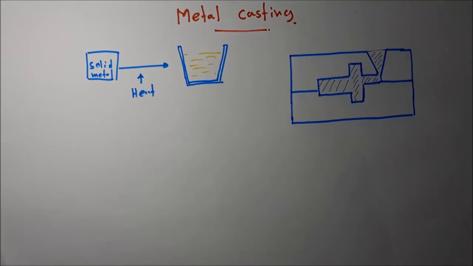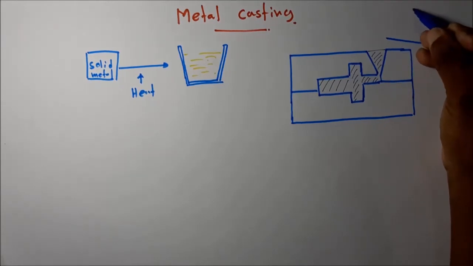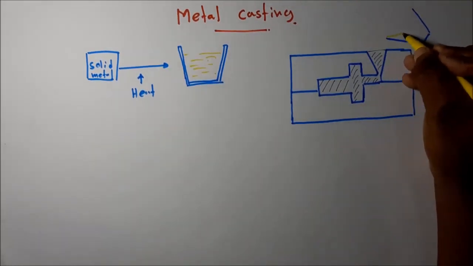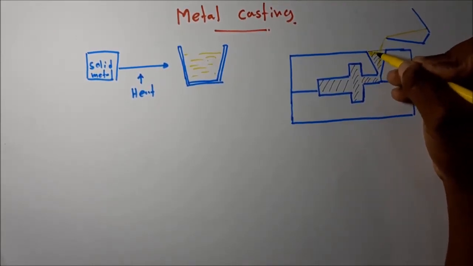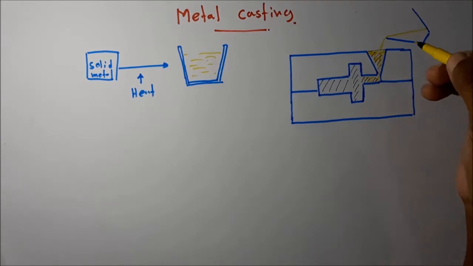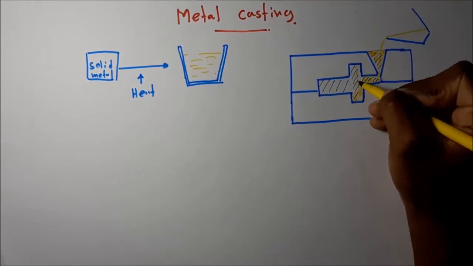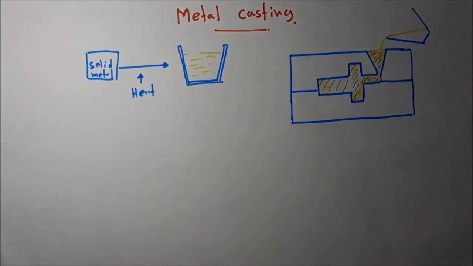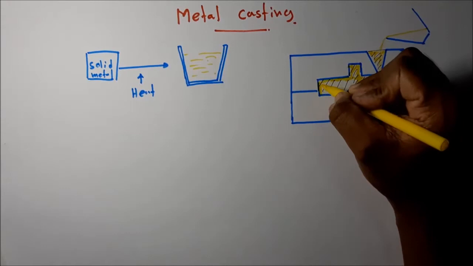Then this molten metal is poured into this cavity. What happens? The molten metal goes into the cavity, and this entire cavity area fills with the molten metal. You can see this molten metal flows into this cavity area. Then it is allowed to solidify inside the mold.